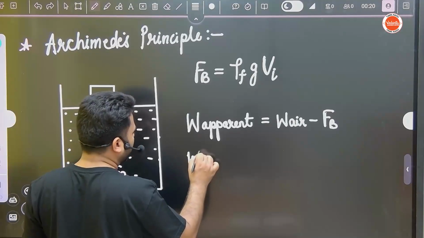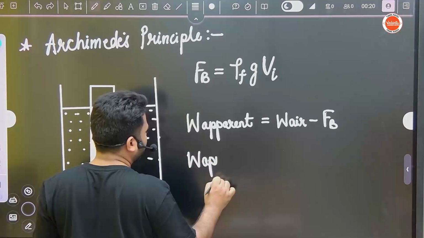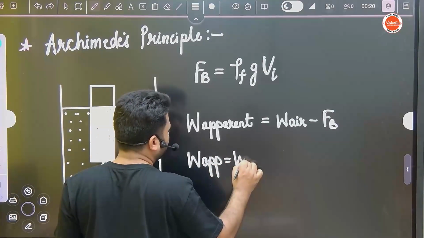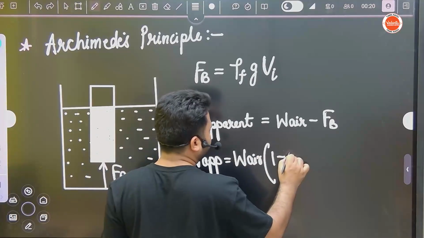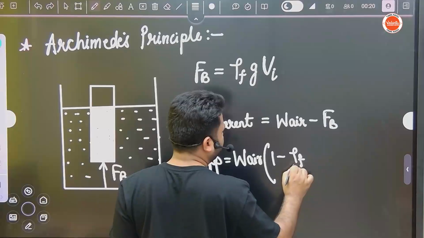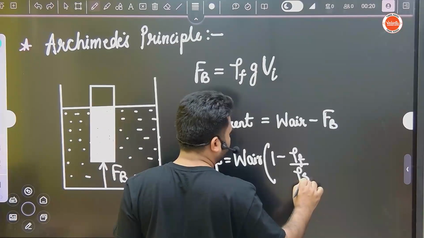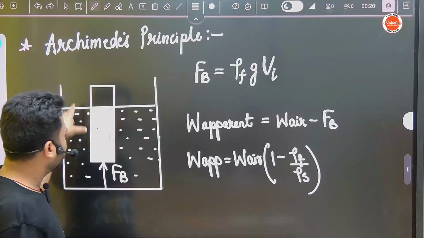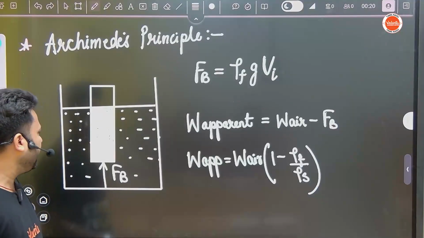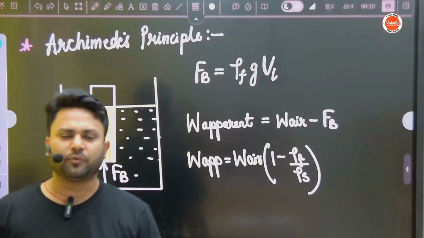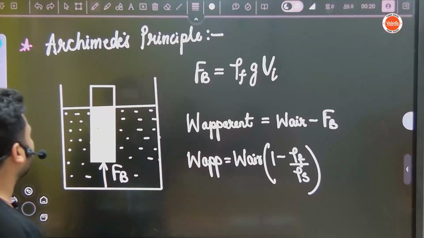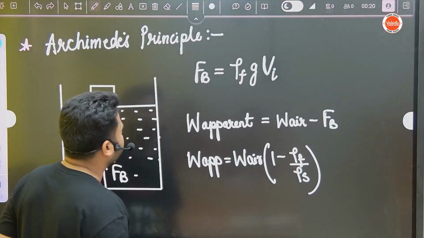We have another formula also in the exam, which you can directly apply. Apparent weight equals weight in air times (1 minus density of fluid divided by density of solid). Solid means this object which is immersed, and the fluid density is the density of the fluid.